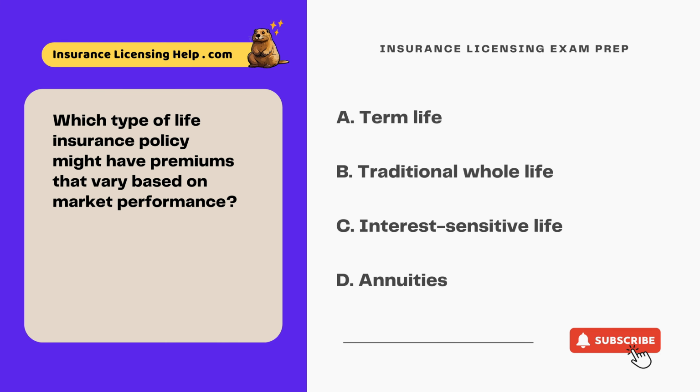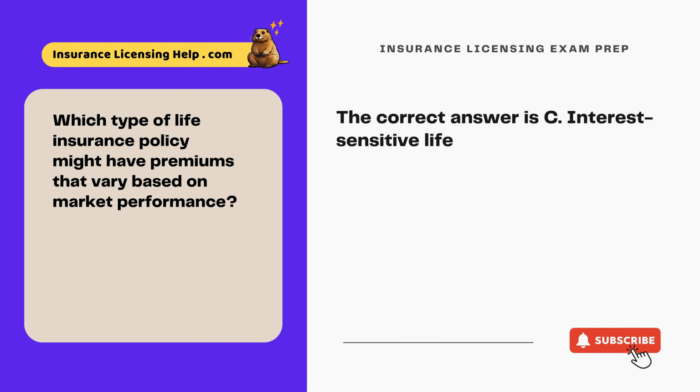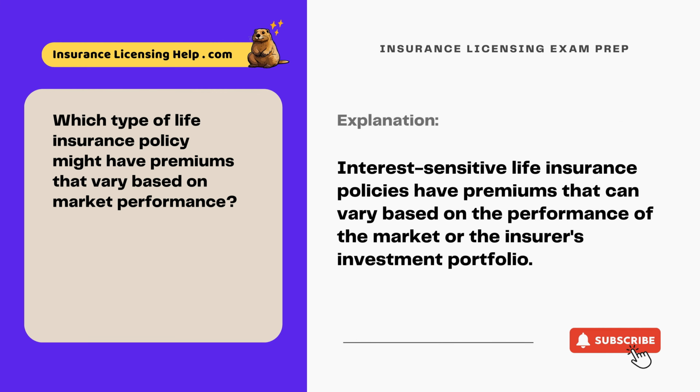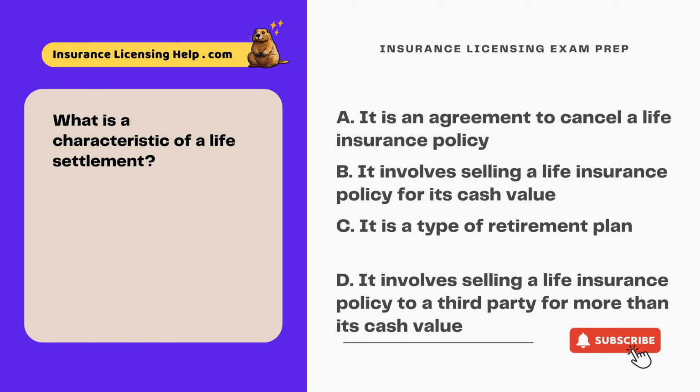Which type of life insurance policy might have premiums that vary based on market performance? A. Term life. B. Traditional whole life. C. Interest-sensitive life. D. Annuities. The correct answer is C. Interest-sensitive life. Interest-sensitive life insurance policies have premiums that can vary based on the performance of the market or the insurer's investment portfolio.